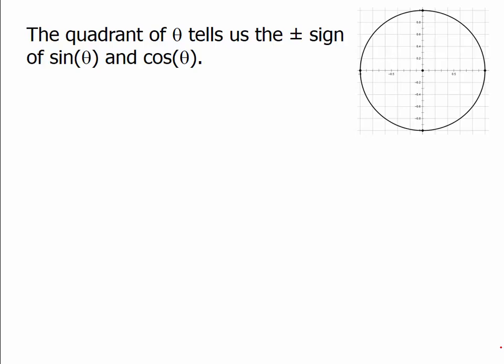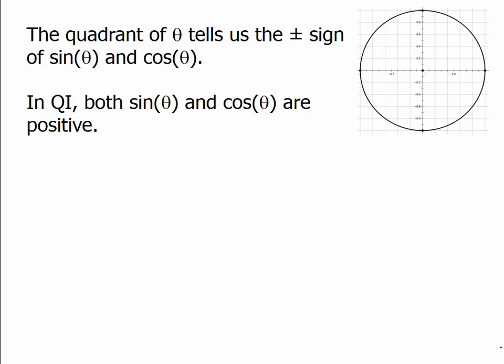The quadrant of theta tells us the positive or negative sign of sine and cosine precisely because we know the positive and negative signs of x and y in the different quadrants. Let's think about this. In the first quadrant, x and y are both positive. And so that means that sine and cosine are both positive there. And so that makes sense. All the SOHCAHTOA outputs are first quadrant outputs. All of those are positive.